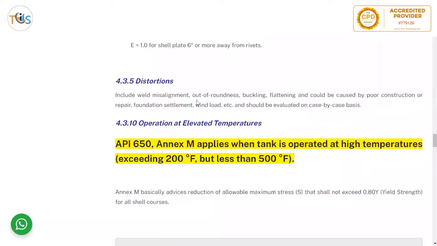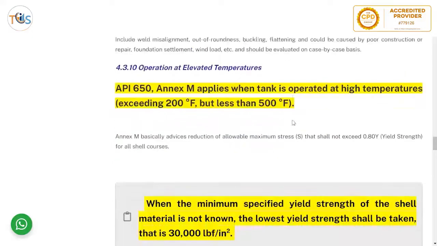Distortions include weld misalignment, out of roundness, buckling, flattening, and could be caused by poor construction or repair, foundation settlements, wind load, etc., and should be evaluated on a case-by-case basis.